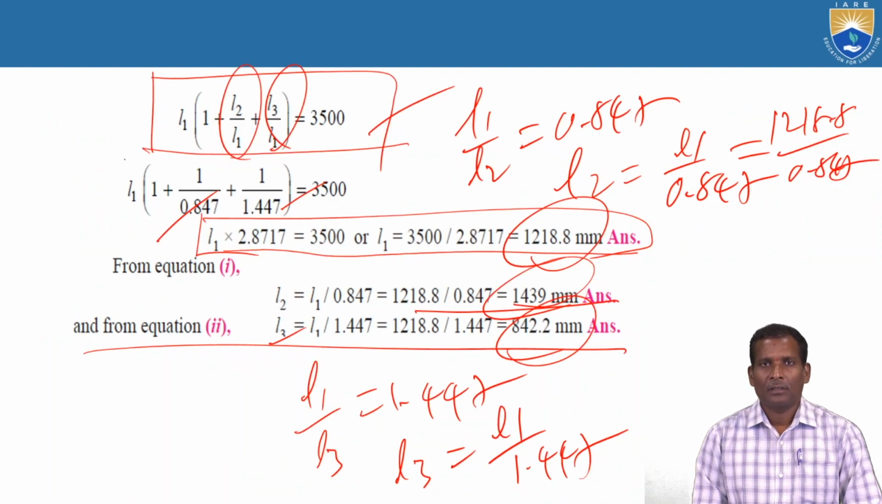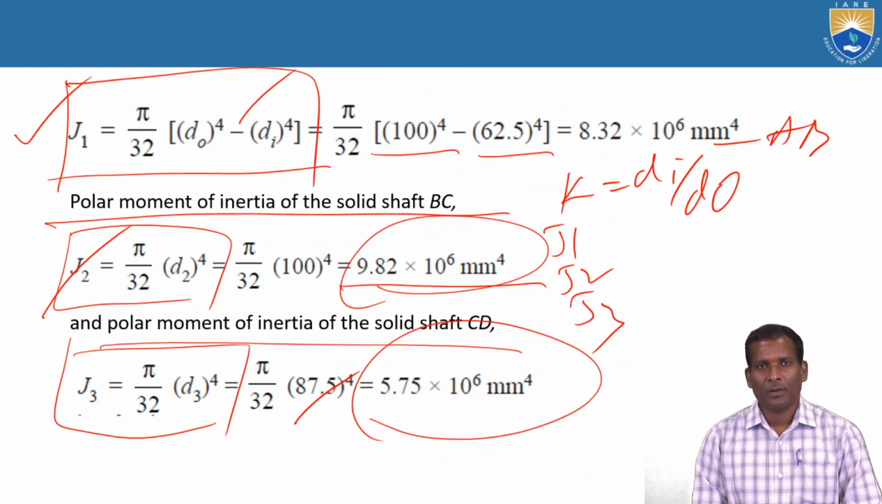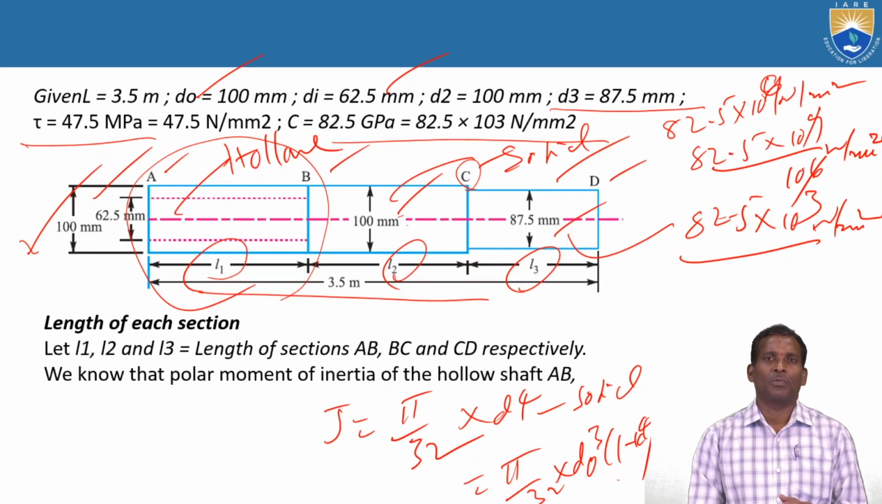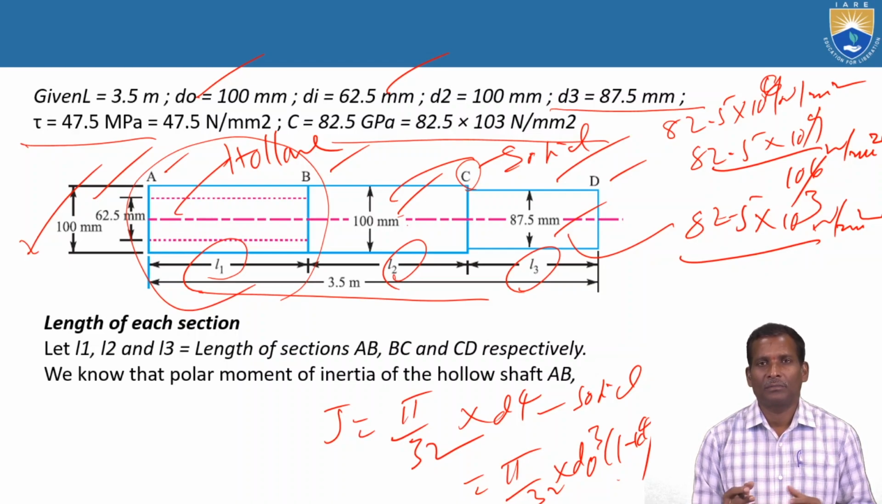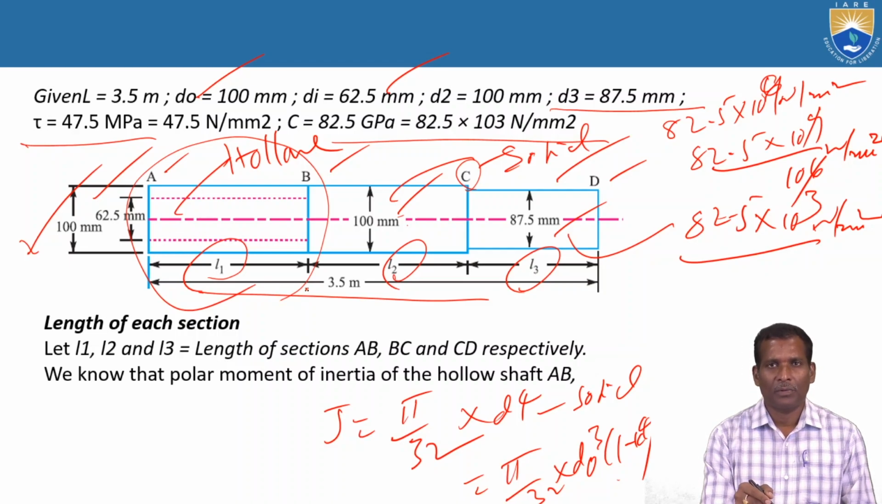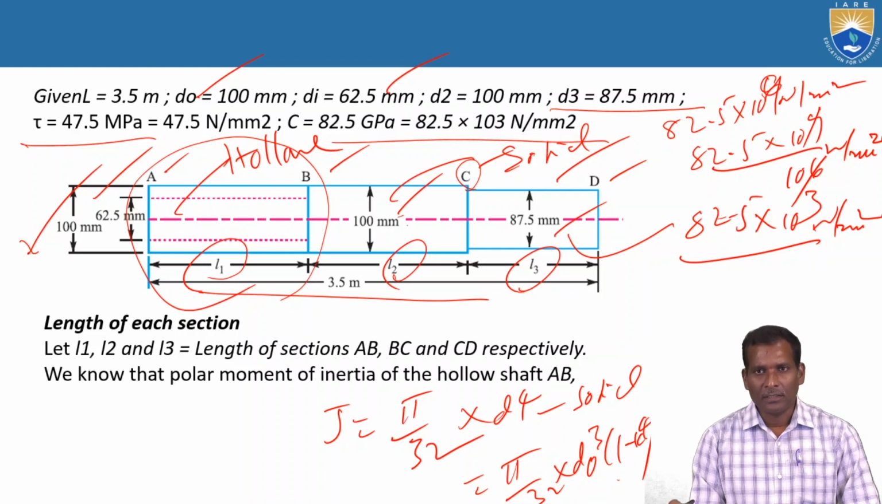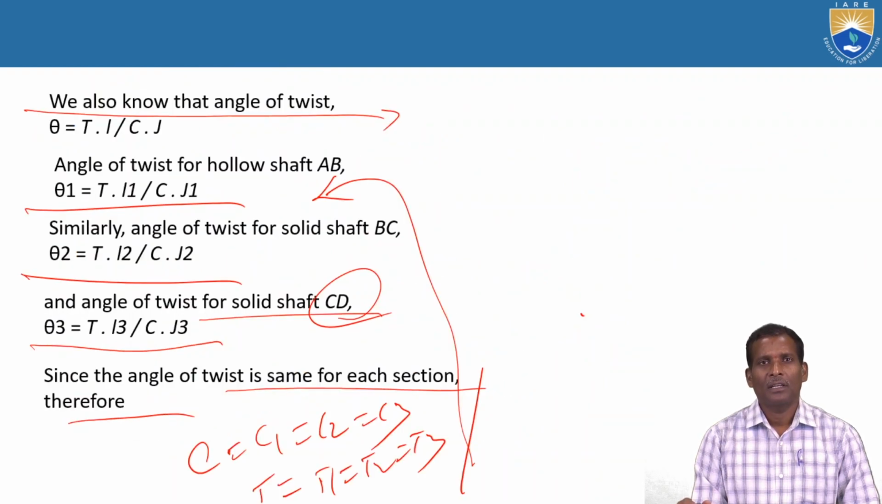So like this, how to calculate length and angle of twist and torque and polar moment of inertia values for a given composite shaft. So here different section diameters, different diameter shafts are attached, connected, so joined. So this type of joint is called as composite joint. And also to calculate L1, L2, L3, different diameters and different lengths are given. So like this, you need to calculate whenever the shaft is subjected to torsional and bending loads, bending stresses. Clear?